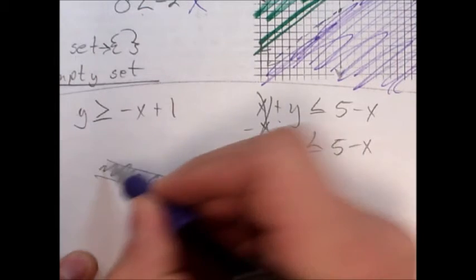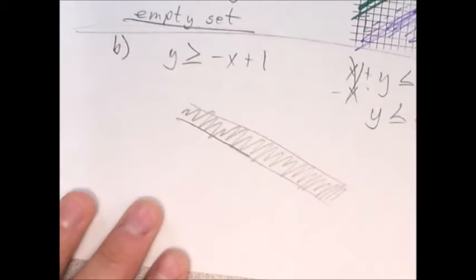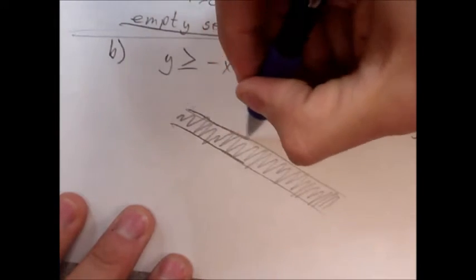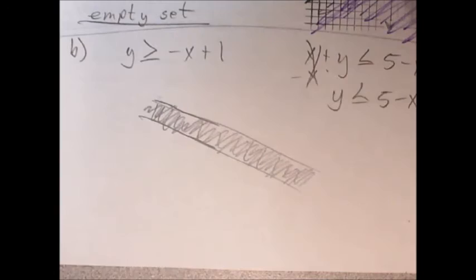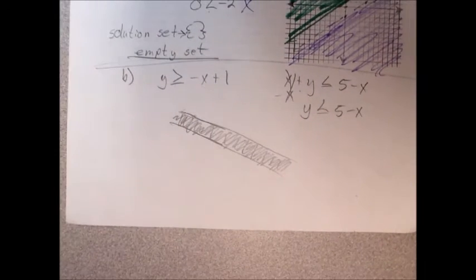But in words, to describe the solution set, it's all points on the boundary lines, and everything in between. Okay? Questions? Let me zoom out again.